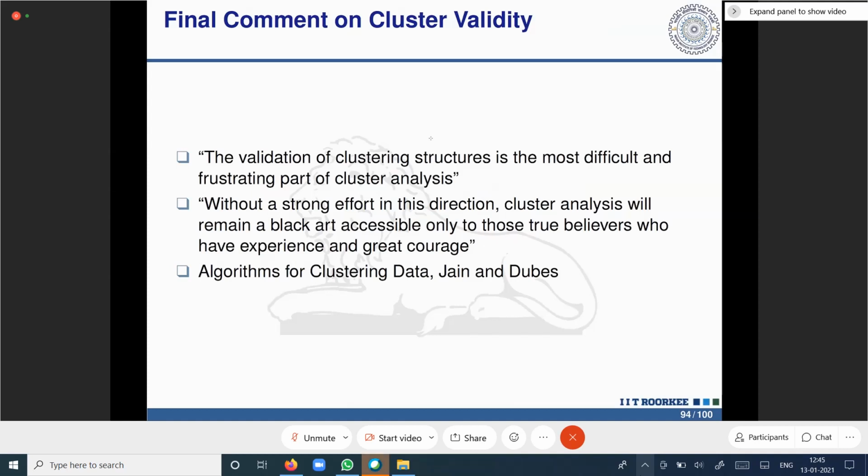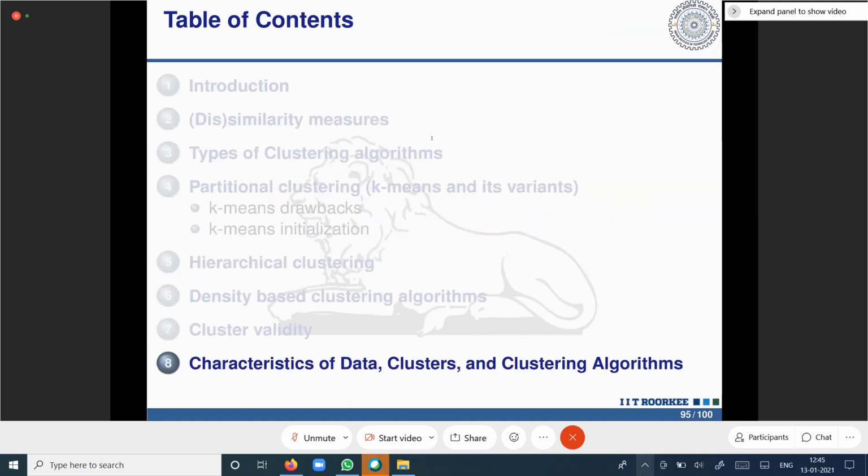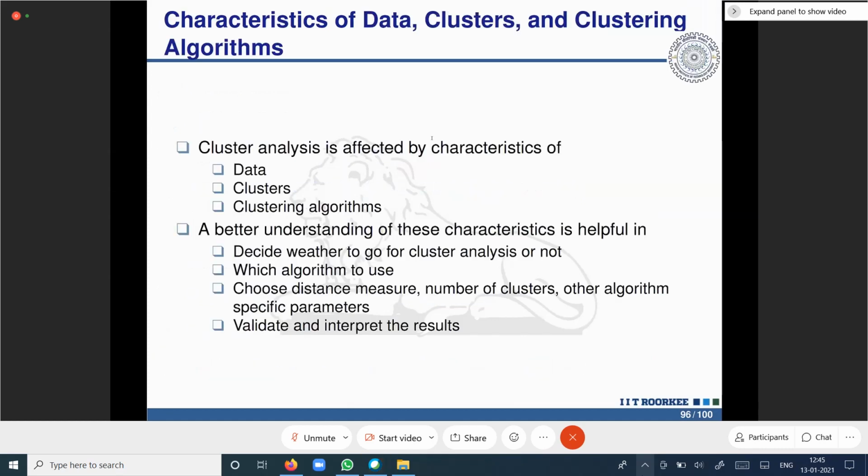Now, a final comment on cluster validity. The validation of clustering structure is the most difficult and frustrating part of cluster analysis, because you have data, you can apply any clustering algorithm, but deciding whether the clusters are good or not is a challenging task. And if we do not spend time on this part, then our cluster analysis does not produce meaningful results.